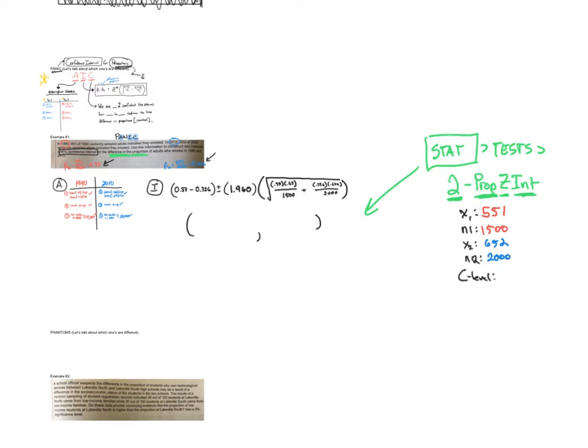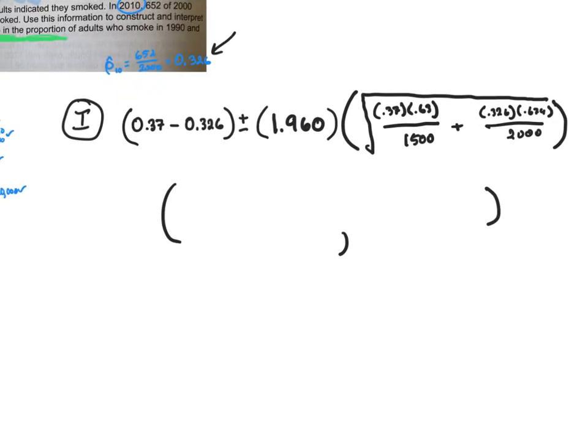Okay, let's try 551, 1,500, 652, and 2,000. And then my confidence level, my C level, is 0.95. And then let it produce a value for you. Here's what I get when I do mine in my calculator.